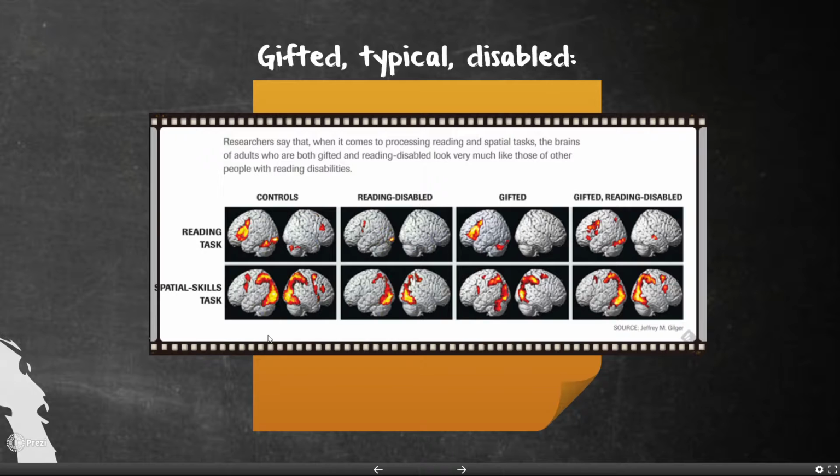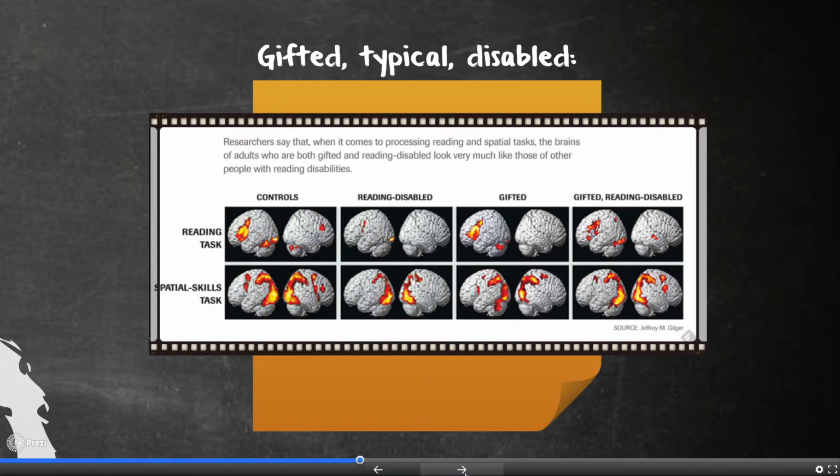So a couple of things that you can see in these images is that a control subject did not look vastly different from the gifted subject, but the reading disabled brain was less active. With the spatial skills tasks, there were higher levels of activity in the control group than any of the others, but with the gifted group showing increased activity as opposed to the reading disabled, and the gifted reading disabled group showing very similar levels of activity.